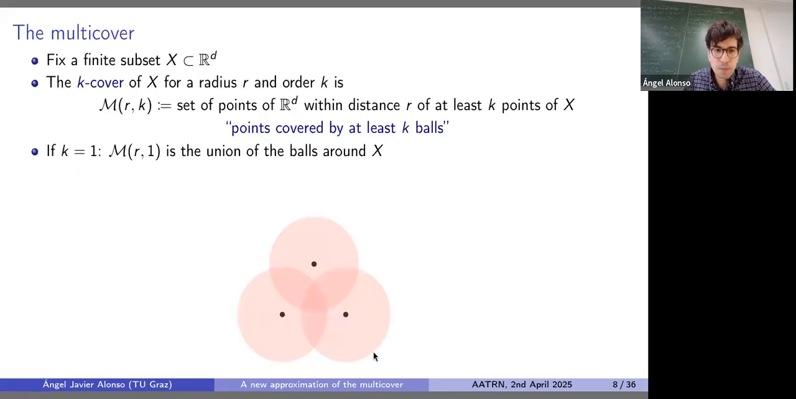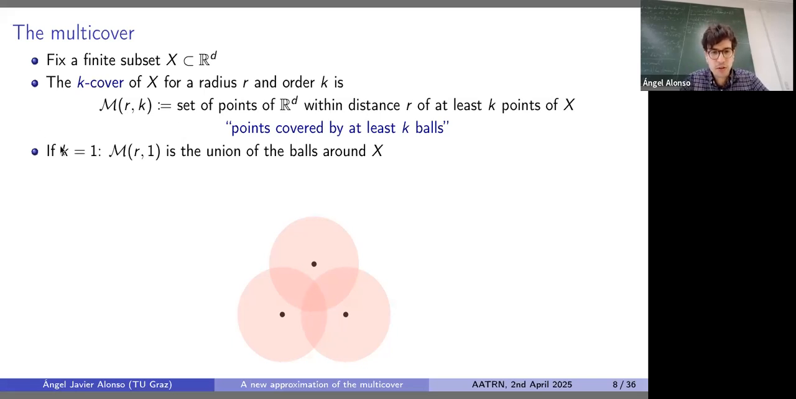Okay, so what do I mean by multicover? Again, I'm going to fix a finite subset X of R^d. Then the k-cover of X is going to depend on two parameters, the radius r and some order k. The k-cover for this radius and this parameter k is going to be the set of points of the ambient space R^d within distance r of at least k points of X. This can be understood as the points covered by at least k balls.